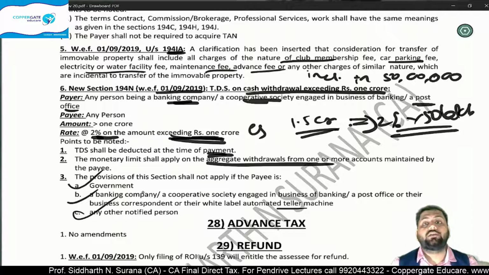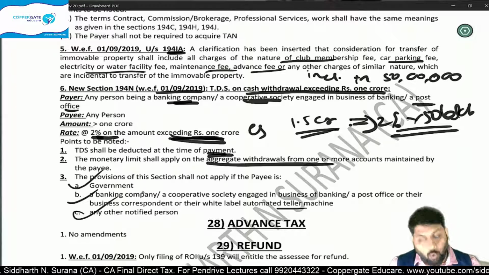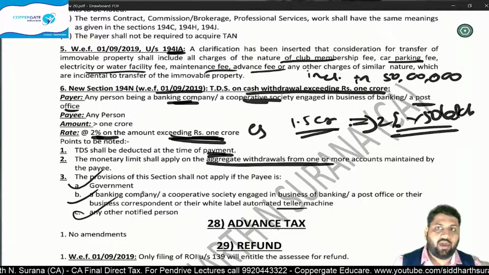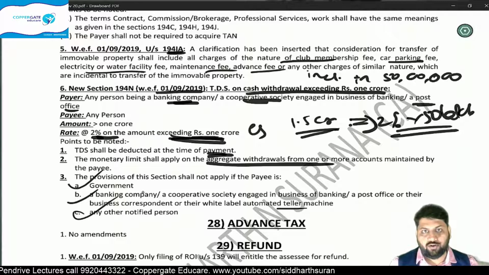For all other cases, be shocked if you want to, cash withdrawal from your own bank account, yes, you have heard it right, cash withdrawal from your own bank account is going to attract 2% TDS. You don't have to offer it to tax.